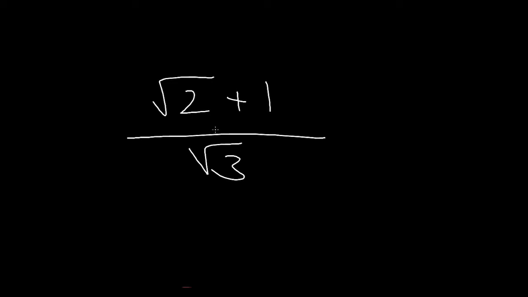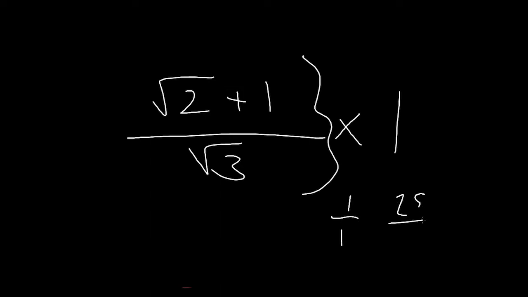Now, usually what we want to do when we rationalize the denominator is we want to times this fraction by 1. Okay, because anything times 1 is the same number. So remember, there are many different ways to write 1. So you can write 1 as 1 over 1. You can write 1 as 25 over 25, 69 over 69, whatever.